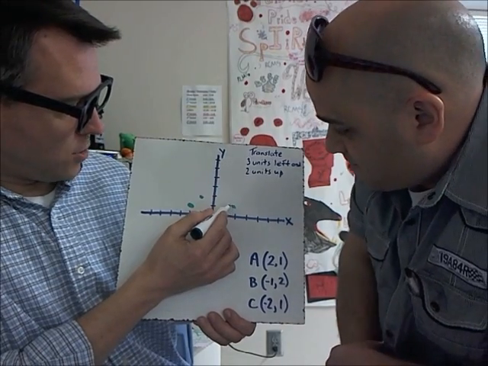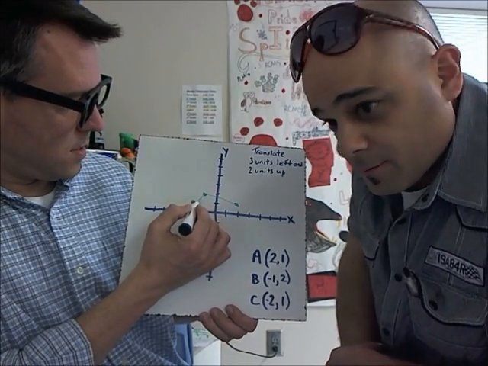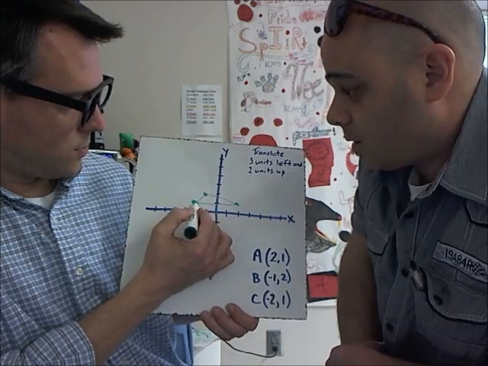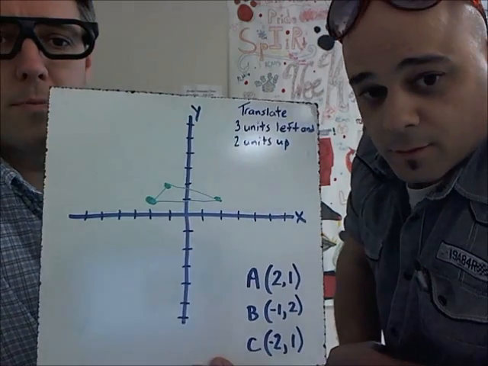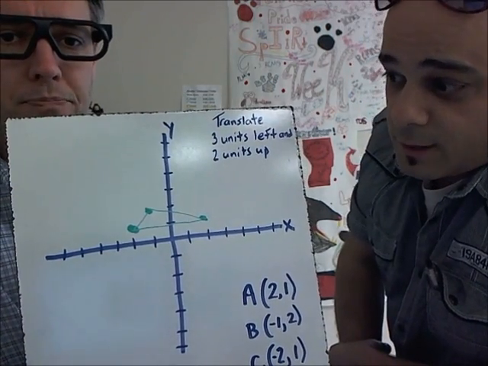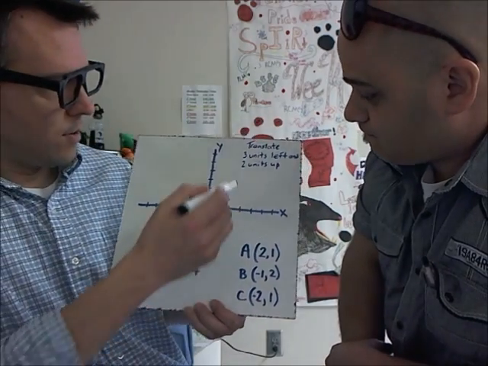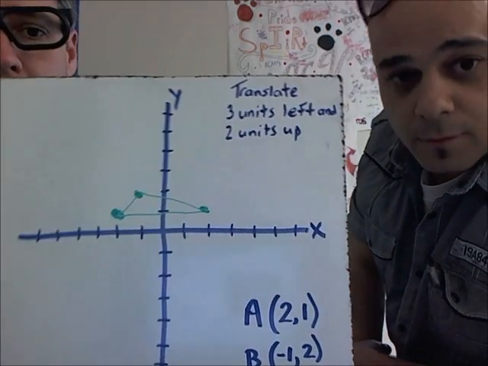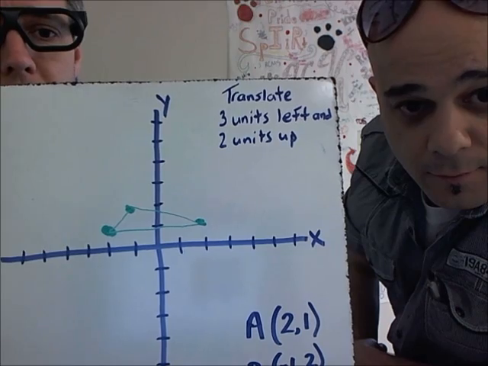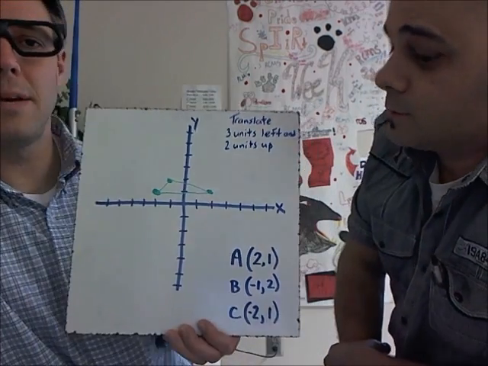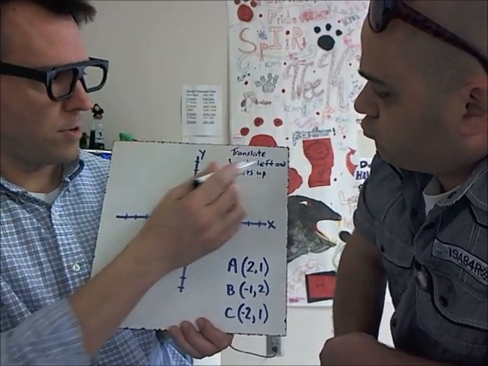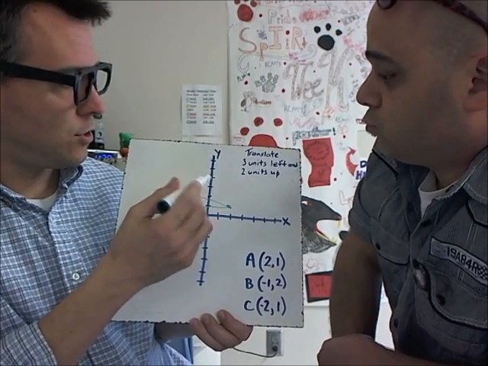Now, I'm going to draw a line to connect all these. My drawing's not perfect, but I ended up with some kind of triangle. Excellent. Okay? Now here's the deal. Look at these directions up here. It says, translate 3 units left and 2 units up. So what does that mean? That means each point needs to go 3 units to the left and 2 units up.